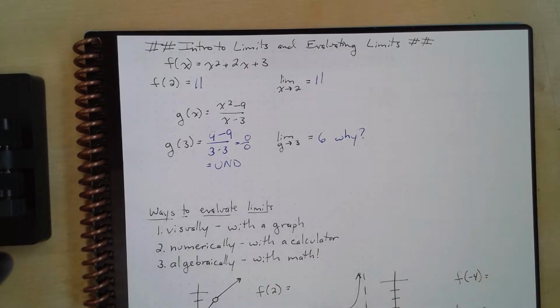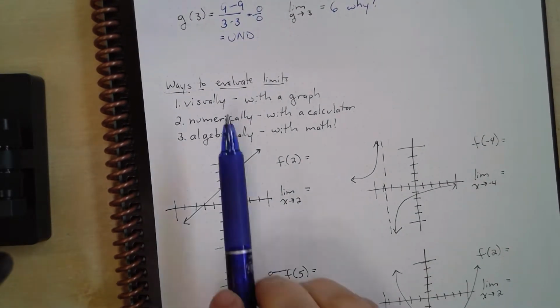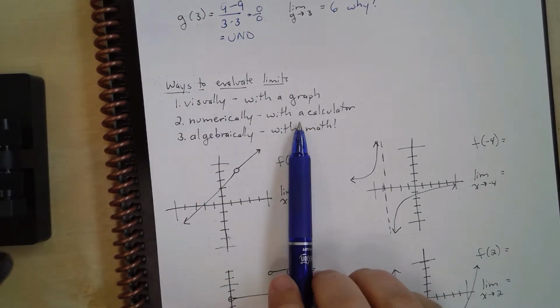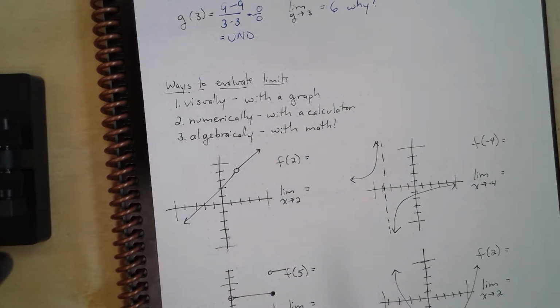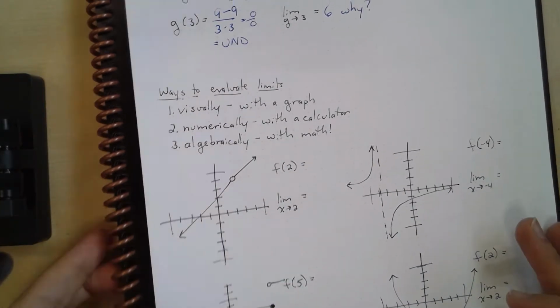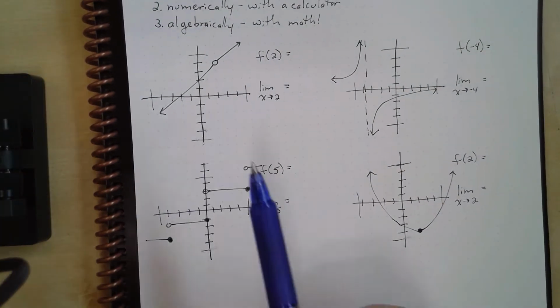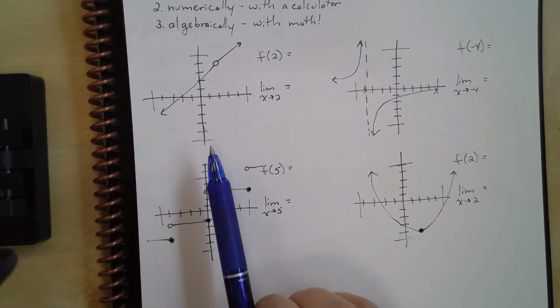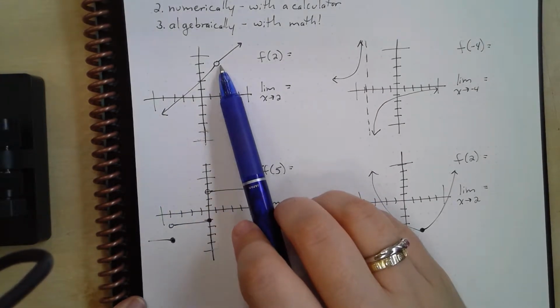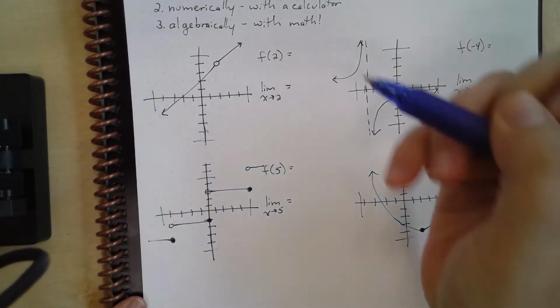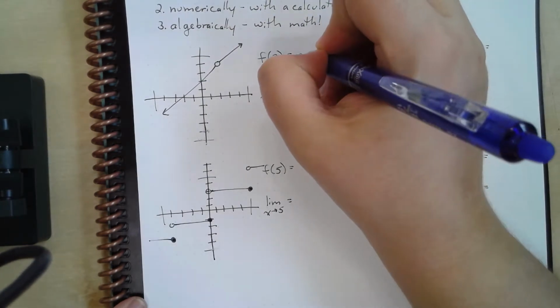Well, we have 3 ways that we can evaluate limits: visually with a graph, numerically with a calculator, and algebraically using algebra, using math. So first we're going to evaluate these graphically. If you look here, this first graph, we could calculate, well, what is f of 2? Well, if we go to 2, we actually have a hole there, so we don't have anything. f of 2 is none. There is no value at f of 2.